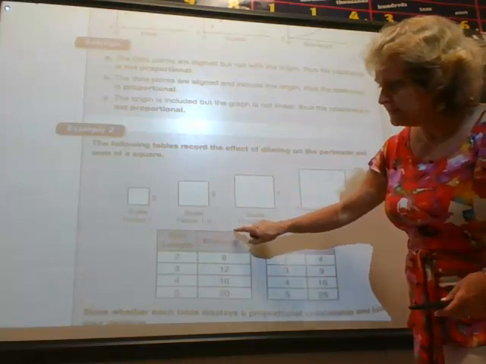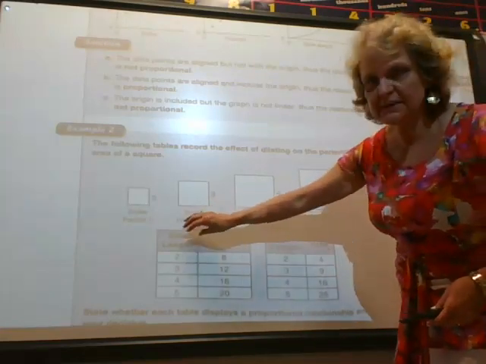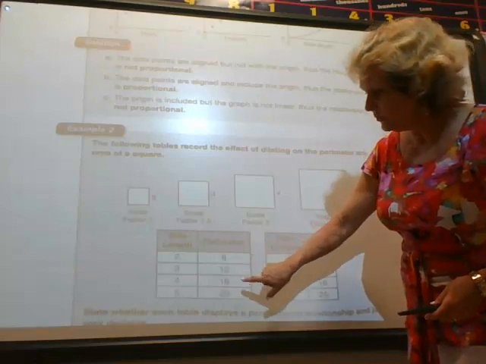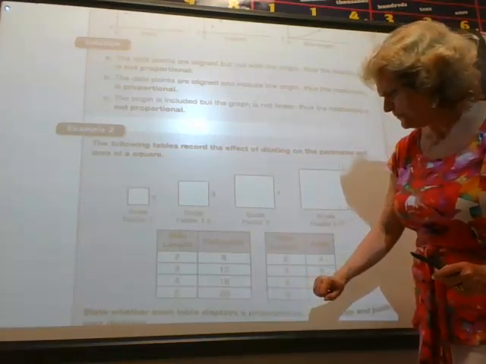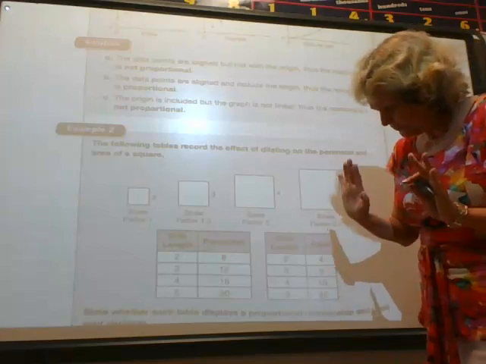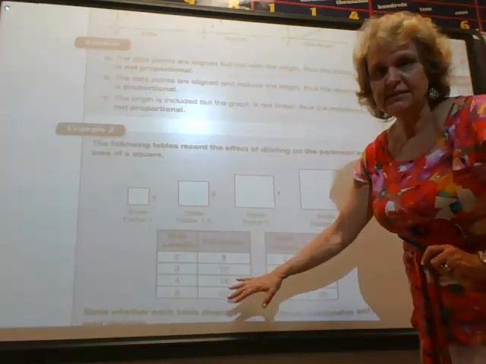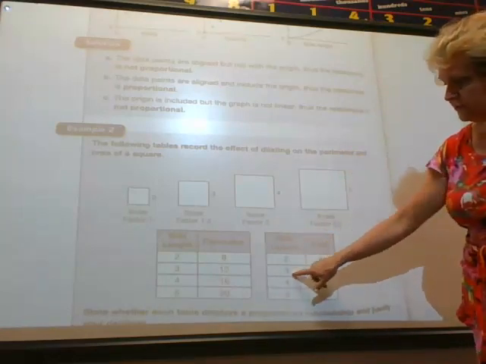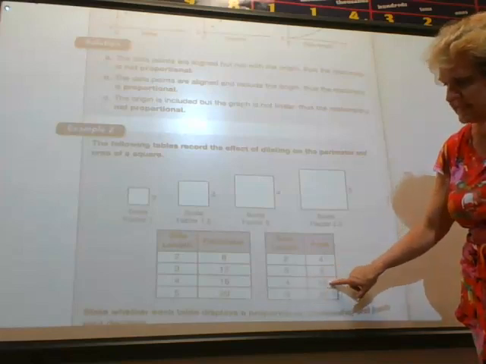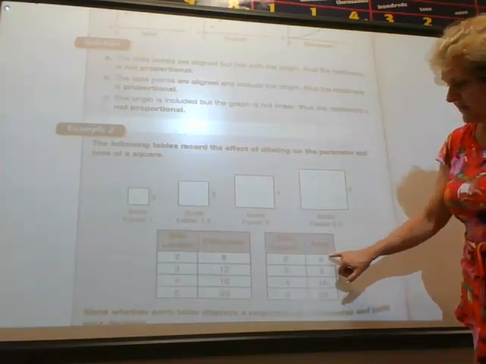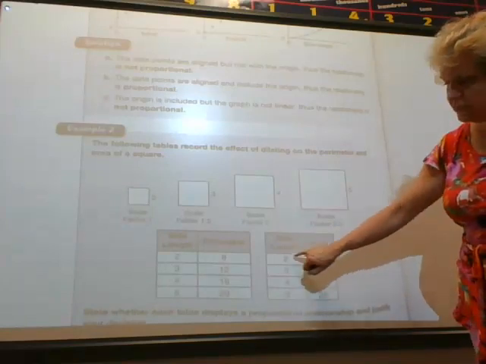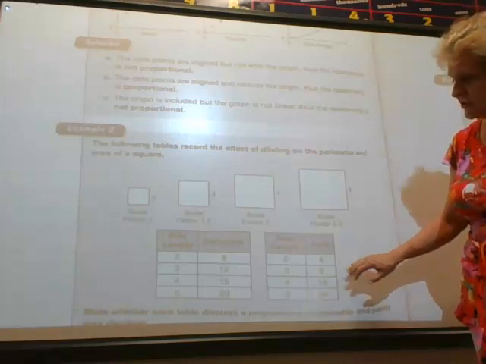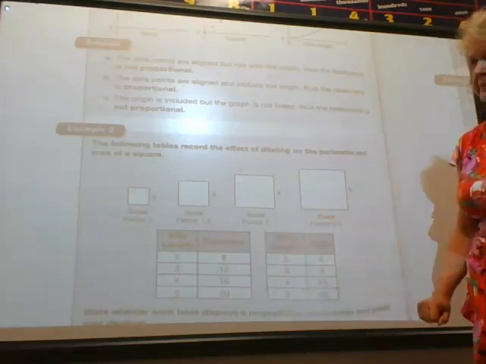So here, if this is x, y, if I did perimeter divide by side, right, y over x, 8 over 2 is 4, 12 over 3 is 4, 16 over 4 is 4, and so on. Now if I do area, so let me preface, this is proportional, right? The constant is 4. Now if I do the area, okay, 2 by 2 is 4, 3 by 3 is 9, 4 by 4 is 16, so on. If I divide the y over the x, 4 over 2 is 2, 9 over 3 is 3. I'm not getting the same number, right? So this one is not proportional.